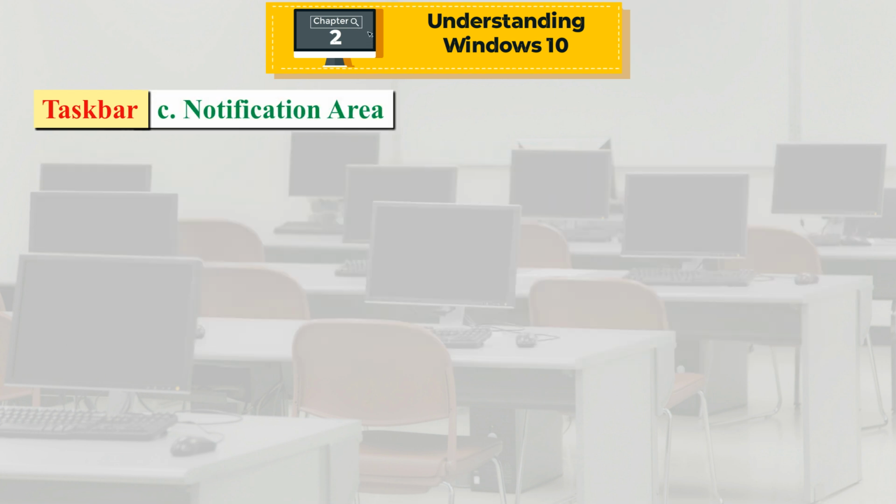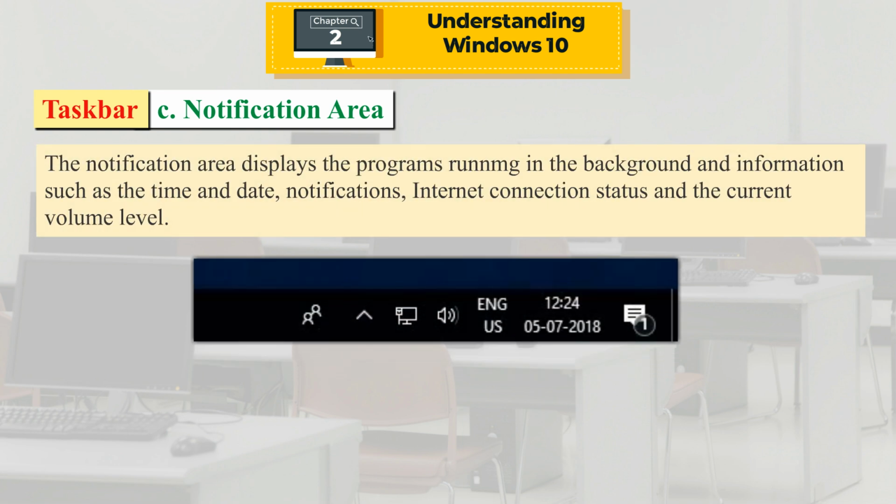C. Notification area. The notification area displays the programs running in the background and information such as the time and date, notifications, internet connection status, and the current volume level.